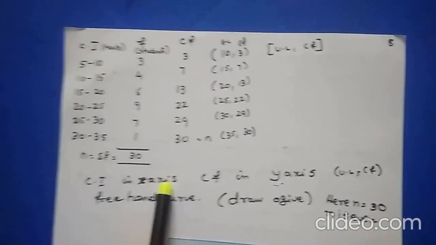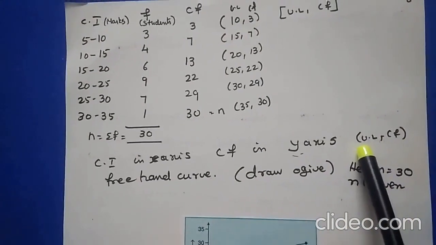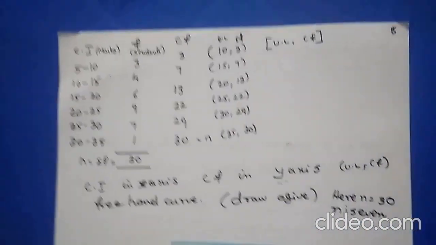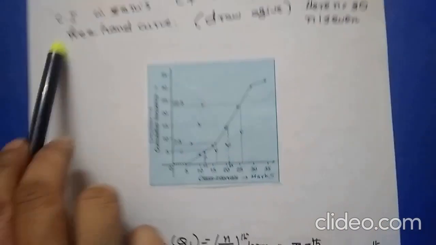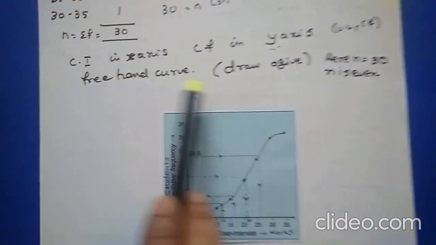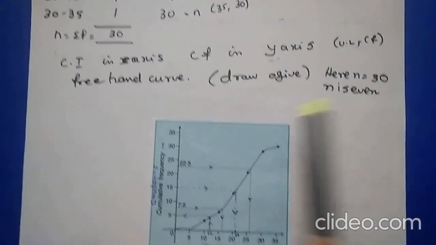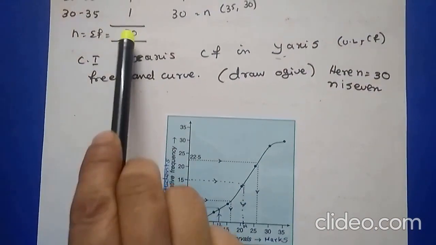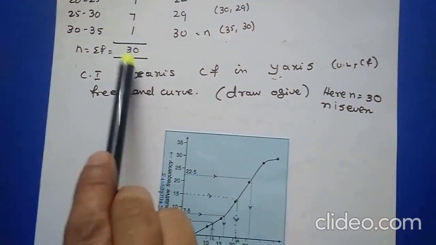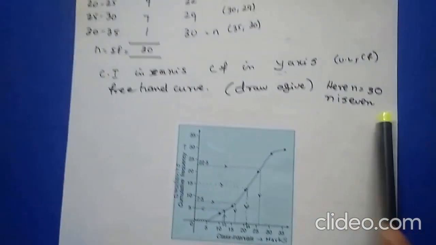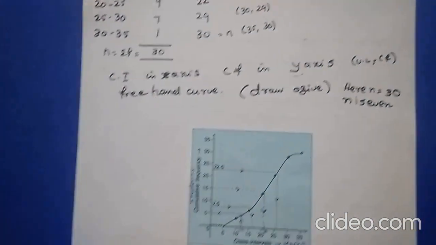Class interval on your x-axis, cumulative frequency on your y-axis. Opposite to the upper limit, mark the cumulative frequency. But you have to draw a freehand curve for the ogive. Here n is 30, and 30 is an even number. Immediately you have to remember whether n is even or odd. According to that you have to apply the formula.